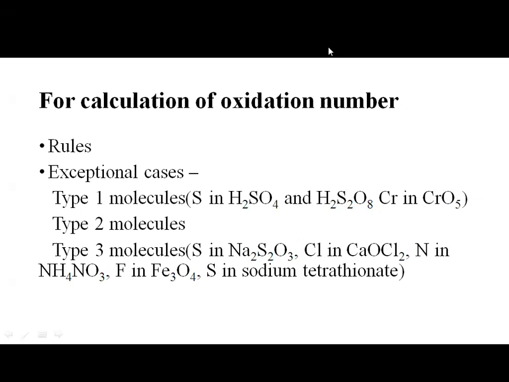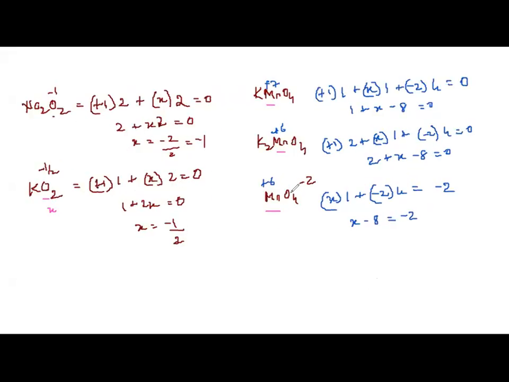I'll take a new slide. The rules we have studied are useful for determining the oxidation number of a specific atom in simple molecules. But these rules fail in some cases, where the oxidation numbers are evaluated using the concepts of chemical bonding involved. So the first one is type 1 molecules. Let us see those molecules and try to understand.